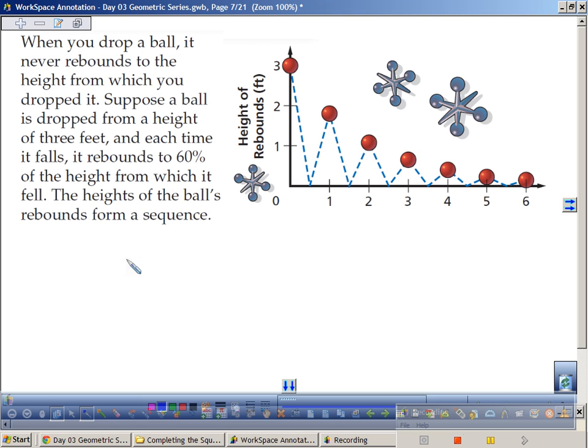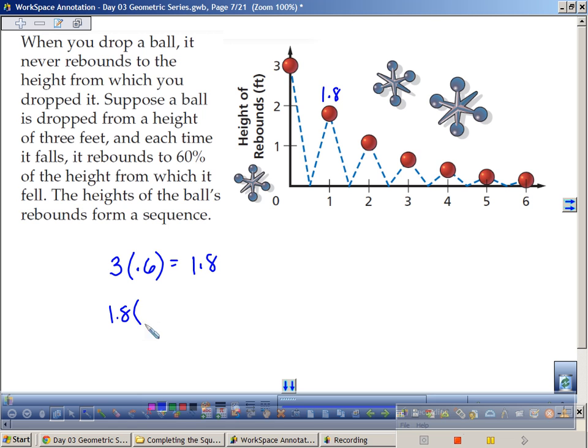So if I were to start with 3, and I multiply that by what? 0.6, right? I would get a height of 1.8. Right? Why would it not be 2.8? Think about that logically. Because 50% of 3 is 1.5, so it's got to be a little bit more than 50%. Good job, Brian.